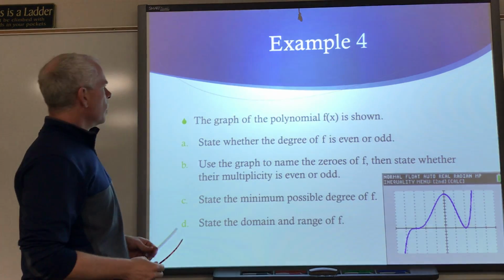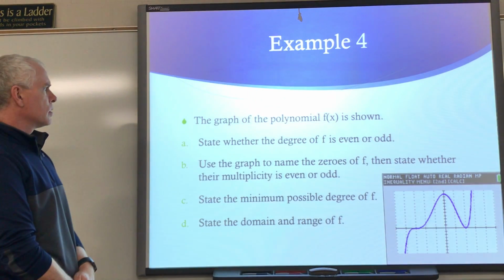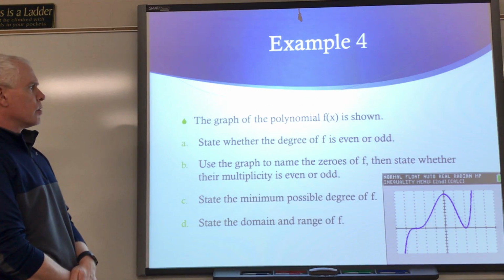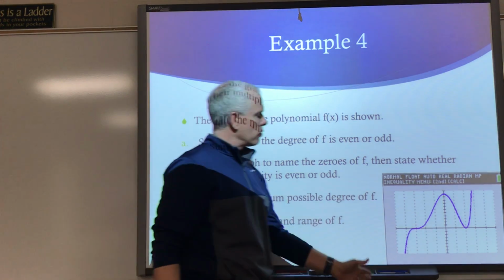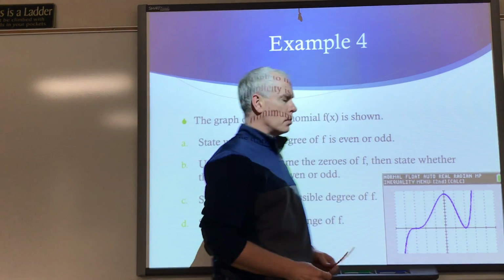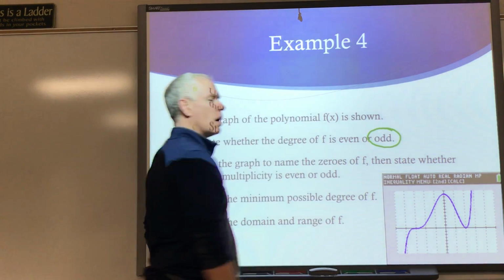Okay? So the graph of a polynomial is shown. We don't know what the polynomial is at all right now. State whether the degree is even or odd. Well, I should know that just by the end behavior. We're going from down to up ultimately, and so that has to be an odd degree.